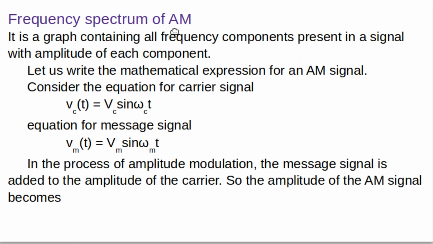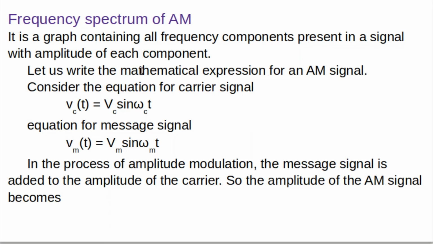The frequency spectrum means the different frequencies contained in that signal and their amplitudes. They will be shown in a graph, and that graph is the spectrum of a signal. Once again, in the frequency spectrum of a signal, we show the different frequencies contained in that signal along with their amplitudes. So to draw the spectrum of an AM signal, we must know the different frequencies contained in that AM signal and the amplitude of each frequency component.